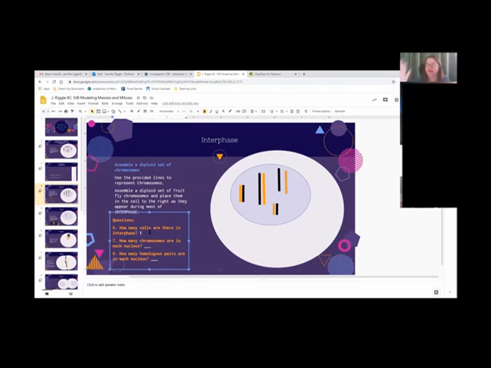Look at your own hand. How many cells do you think are in your hand? Now think about your arm, your whole entire body. How many cells are there? I am not about to think about every single cell in my body as I'm talking about mitosis. I'm just going to focus on one at a time. So the answer to number 5 is one cell.